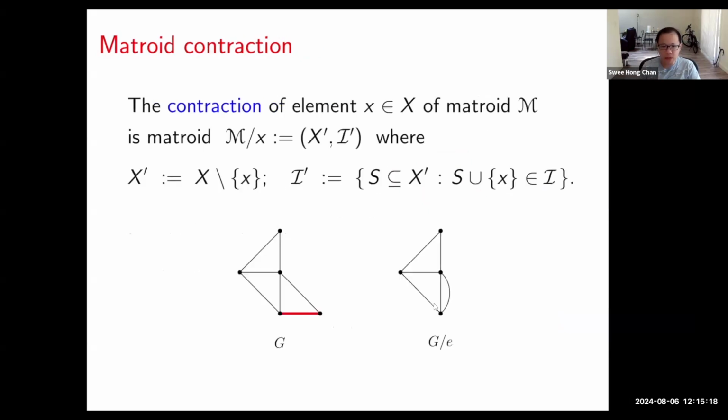For the atlas that we want to use to prove this independent matrix theorem, we will need to define what a matroid contraction is. This is the equivalent of graph contraction for the matroid. Given an element x of the matroid, M over x is the matroid whose ground set is the original one with x removed, and the independent sets are those sets S such that when you add x into S, the set is independent in the original matroid. This corresponds to the contraction operation for graphs, but now generalized to all matroids.